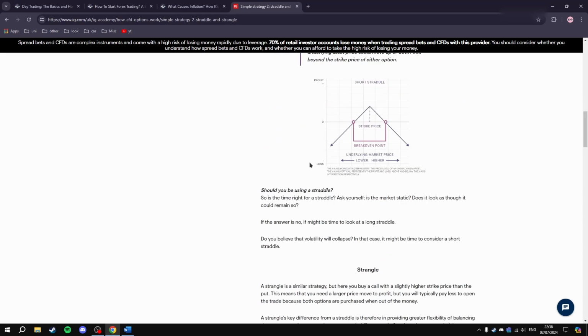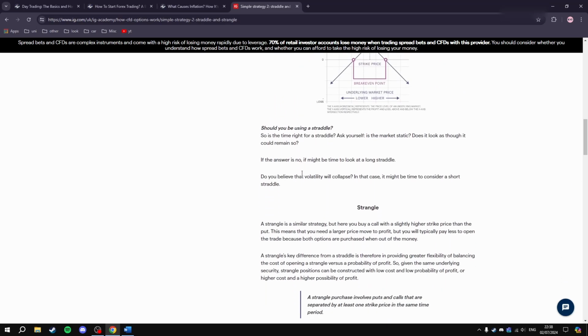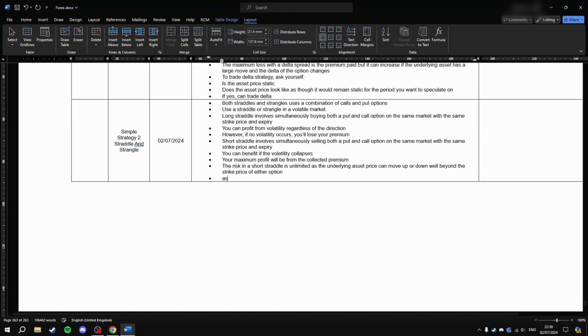Okay, so should you be using a straddle? Is the time right for a straddle? Ask yourself, is the market static? Does it look as though it would remain so? If the answer is no, it might be time to look at a long straddle. Do you believe that volatility will collapse? In that case, it might be time to consider a short straddle.